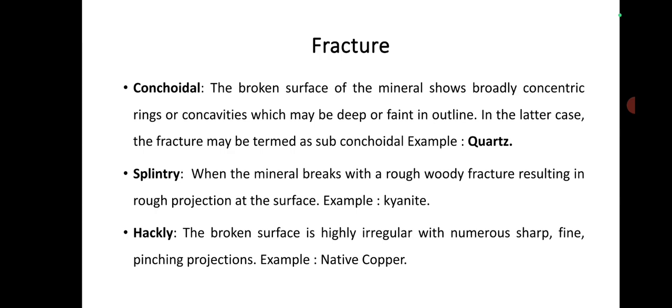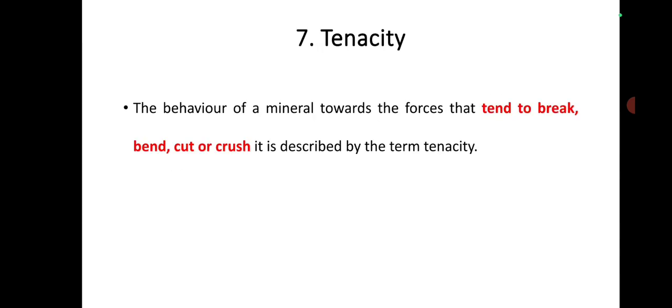So the fracture may be faint, that means very feeble, then it is called subconchoidal. An example is quartz. Then we have splintery, when the mineral breaks with a rough woody fracture resulting in rough projections at the surface. For example, the mineral kyanite shows splintery fracture. Then native copper shows hackly type of fracture, where the broken surface is highly irregular and there are numerous sharp fine pinching projections.